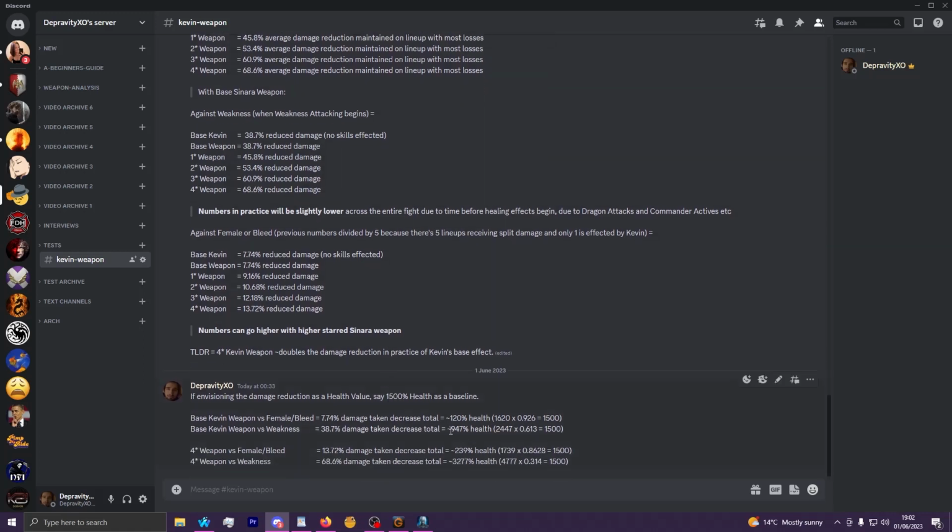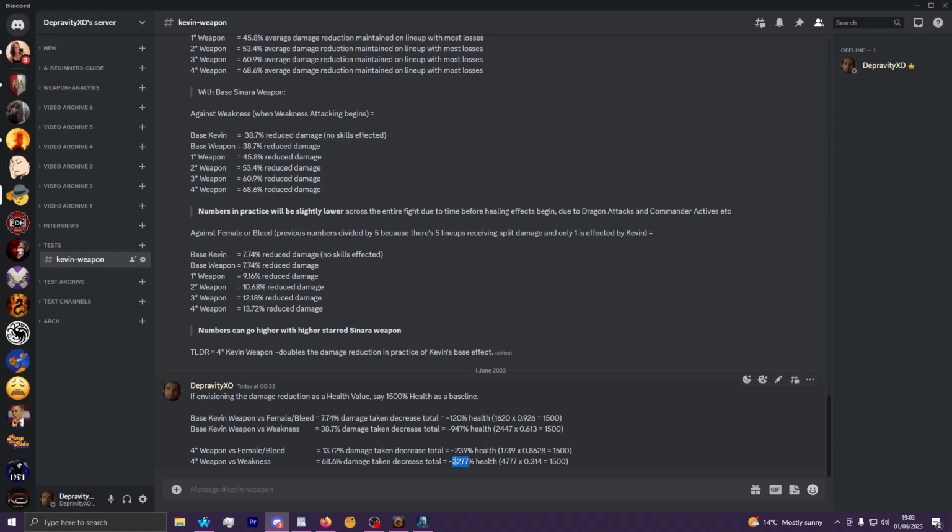But the big thing about Kevin is, of course, his weakness countering. So a base weapon, and this is just base generally, this is base effect with default scenario weapon. His effect effectively provides 947% health into weakness. This is why he's so strong against those weakness lineups. But you can see when you do the same conversion and comparison at his four-star weapon, this becomes over 3,000% health. The effect over triples in what it's providing.